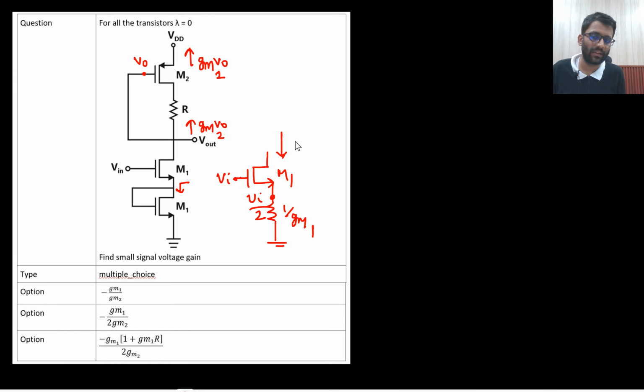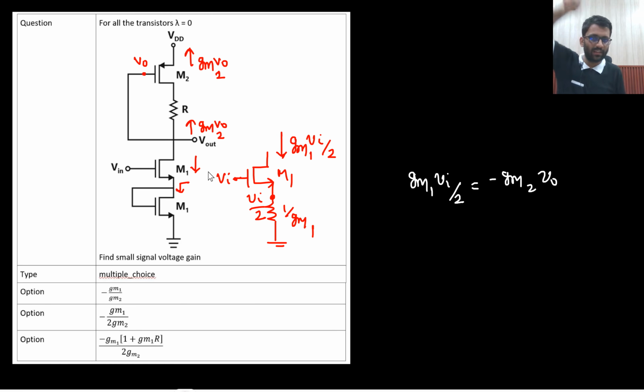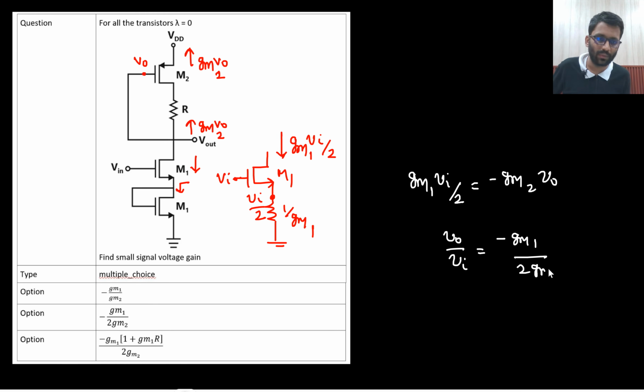So what will be the current here? gm Vin by 2. gm1 Vin by 2. 1 by gm, 1 by gm. gm1 Vin by 2. So the current downward is gm1 Vin by 2. So basically what you got, only in one line only you will be able to answer it. gm1 Vin by 2 would be equals to minus gm2 V0, right? This upward current, if I interchange the direction, it would be minus gm2 V0. So what will be your V0 by Vin? V0 by Vin, that would be minus gm1 divided by 2 gm2.